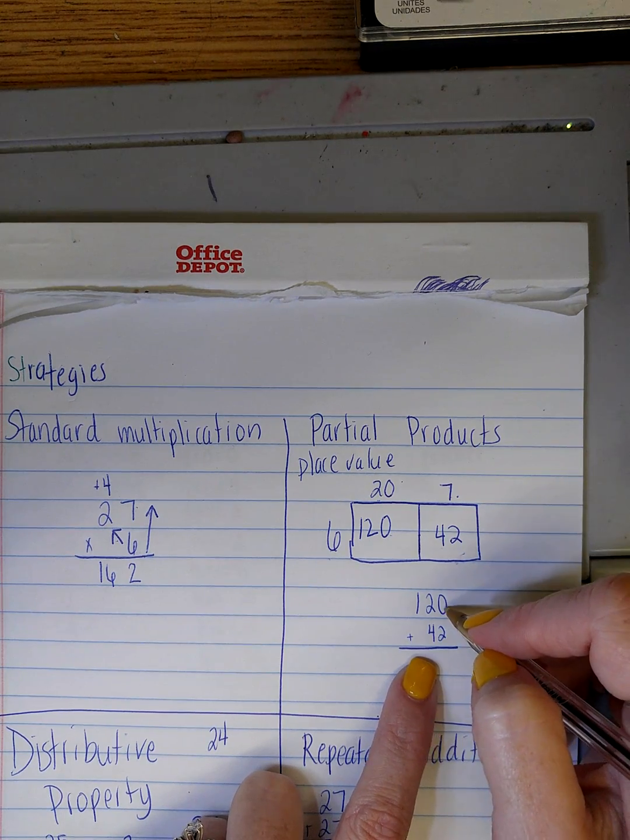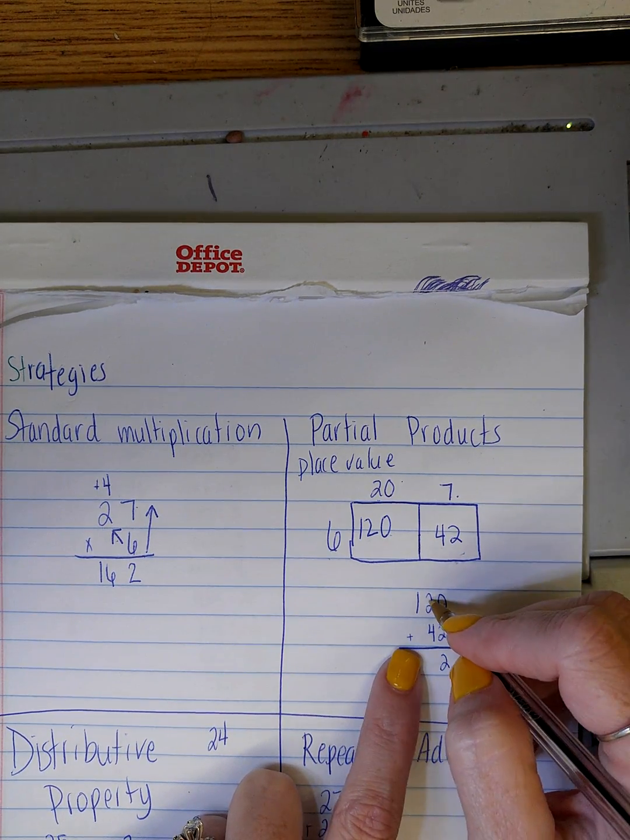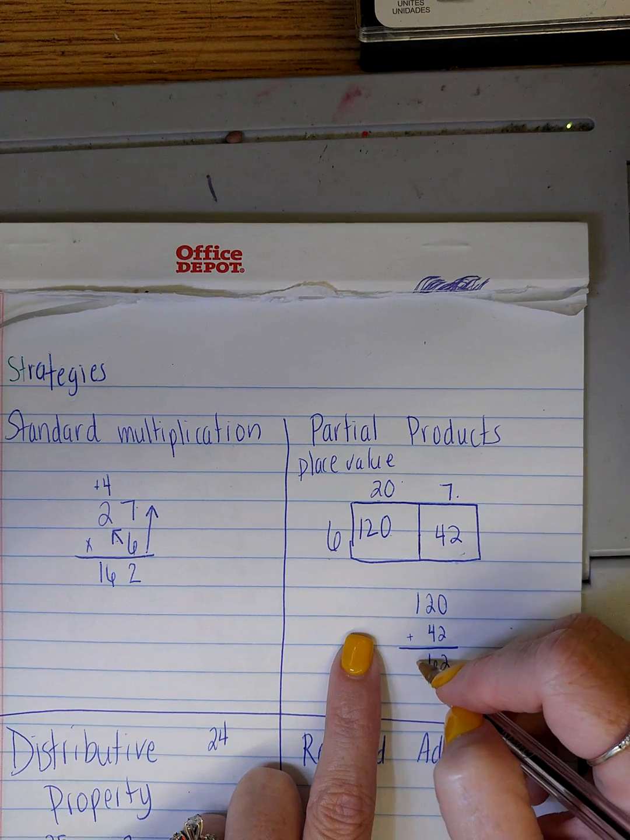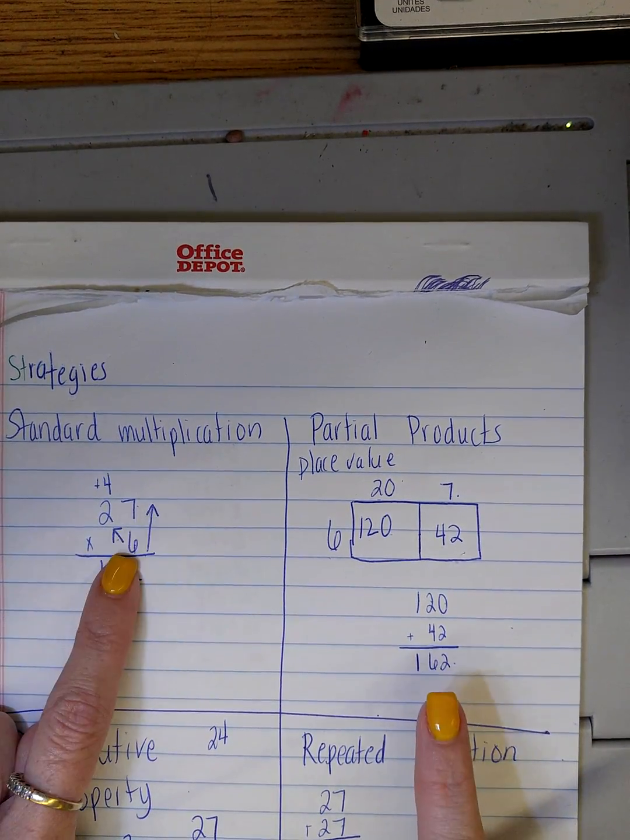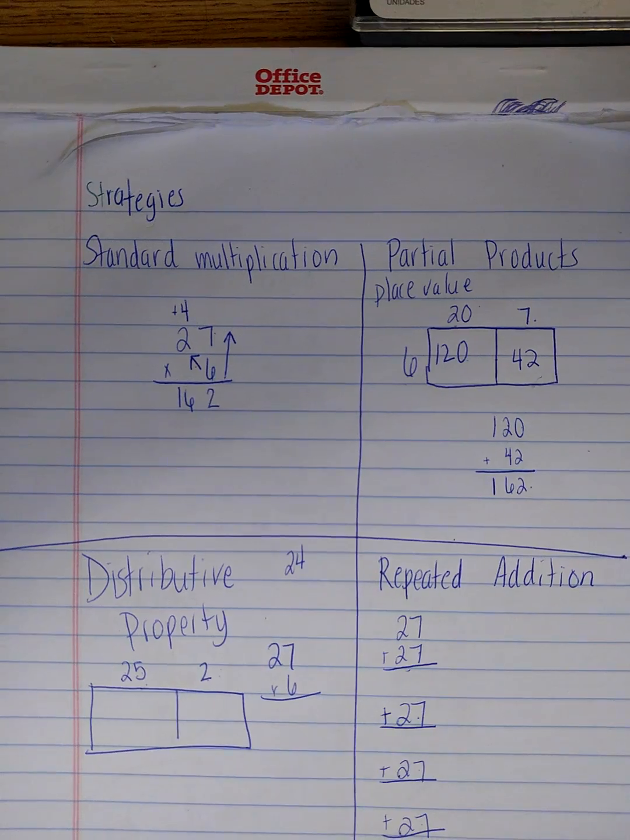And I like to add vertically, so I line them up. And I start in my ones place. 0 plus 2 is 2. 2 plus 4 is 6. 1 plus 0 is 1. 162. And you see how the answers are the same.